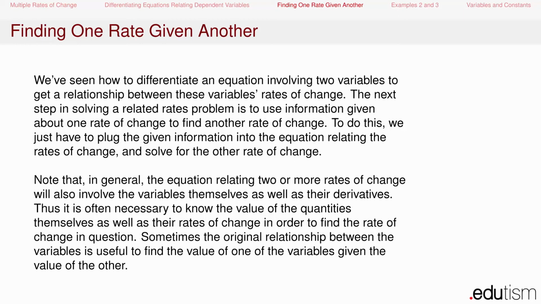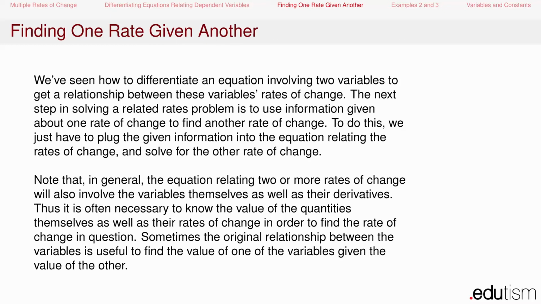We've seen how to differentiate an equation involving two variables to get a relationship between these variables' rates of change. The next step in solving a related rates problem is to use information given about one rate of change to find another rate of change. To do this, we just have to plug the given information into the equation relating the rates of change and solve for the other rate of change.